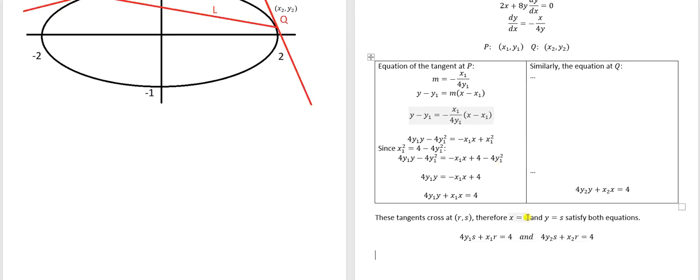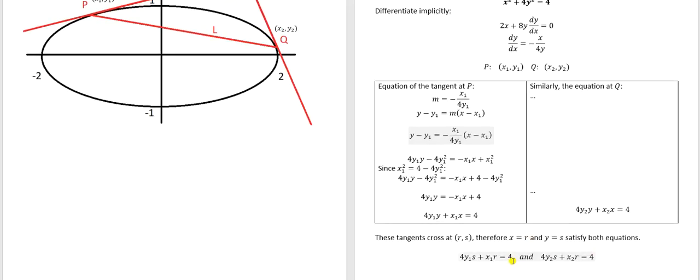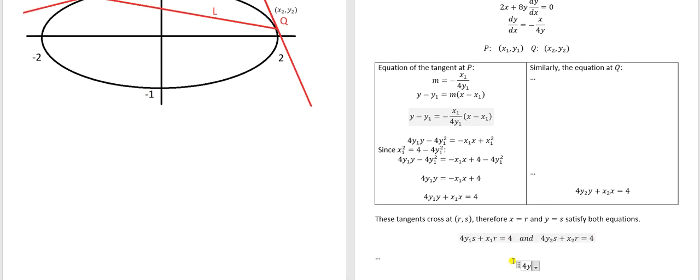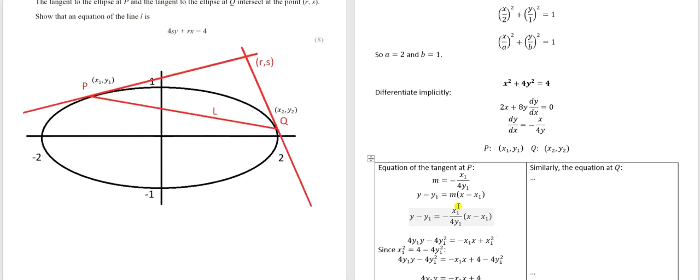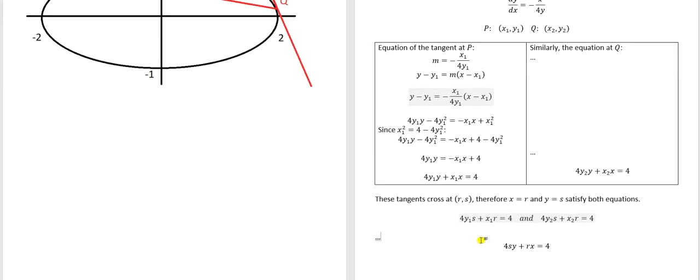Now at this point, we feel like we're very close because both of those look a lot like what we're trying to get to. Just to remind you, what we're aiming for is 4sy plus rx equals 4. That's what we're asked to prove.